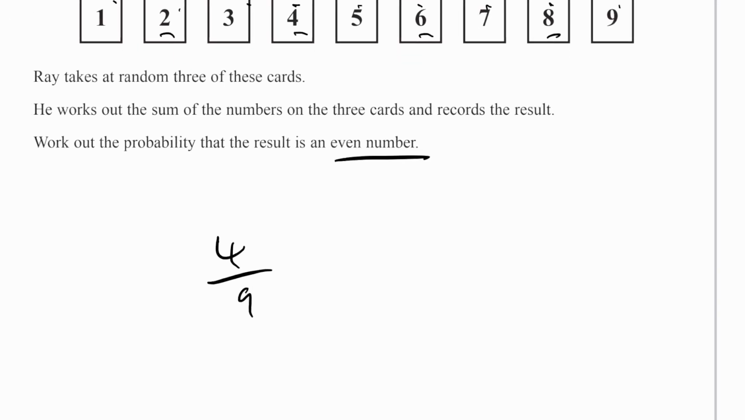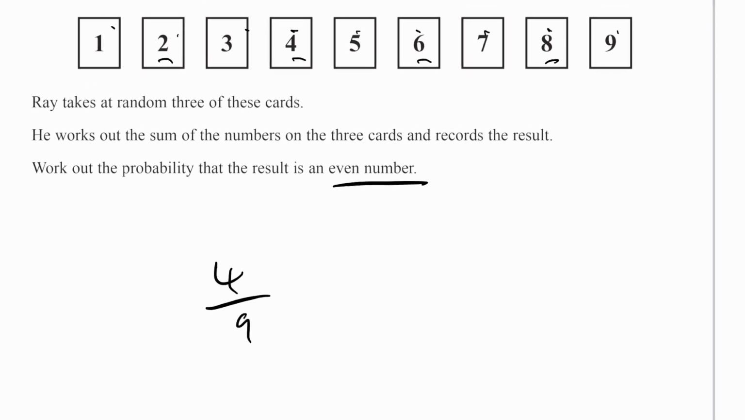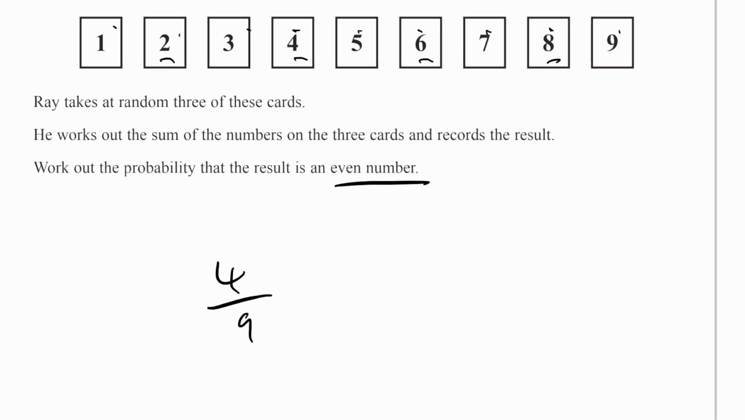But remember that in the following picks, there are fewer cards. And if you've picked an even number already, there will be one less even card as well. So on the second pick, the chance of picking an even number, because there are going to be 3 even cards left, will be 3. And the total number of cards has gone down to 8. So the probability will be 3 over 8 on the second one.